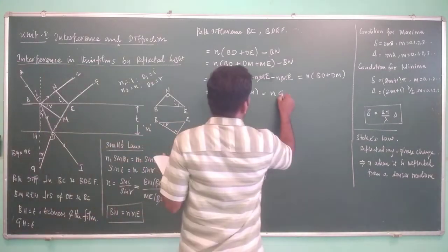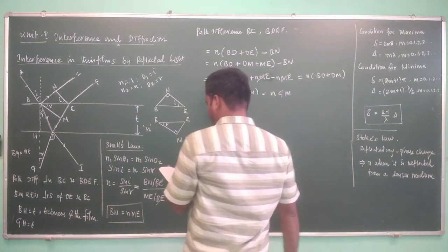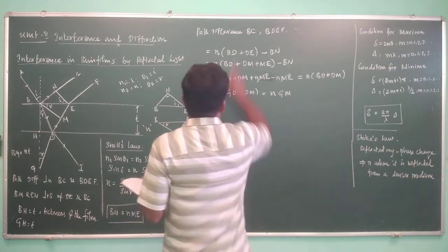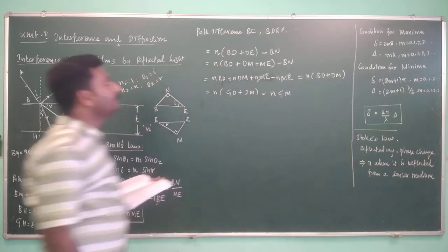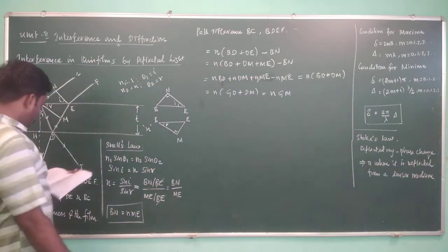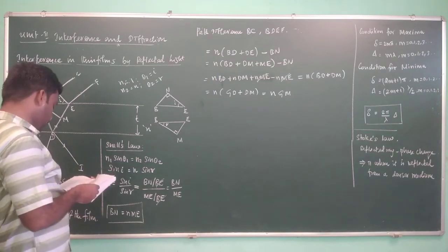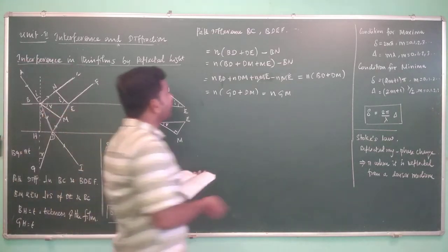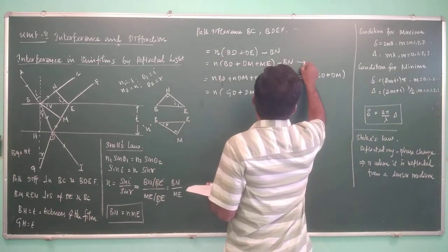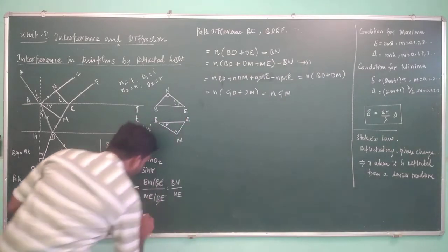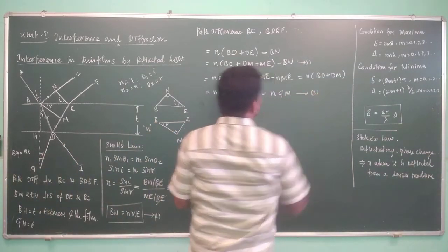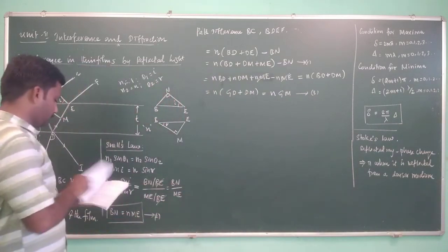So N times GM. Okay, N times GM. So this is the path difference between BC and BDEF. Let's mention the equation numbers in order to get an idea. This is equation number 1, this is equation number 2, and this is equation number 3.